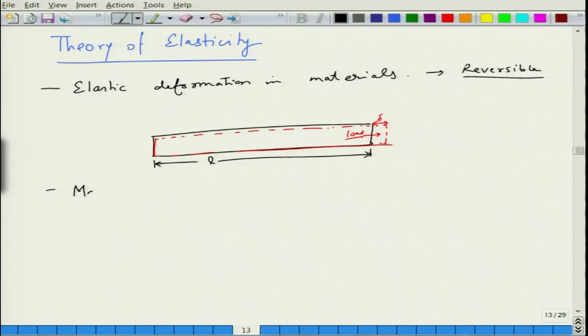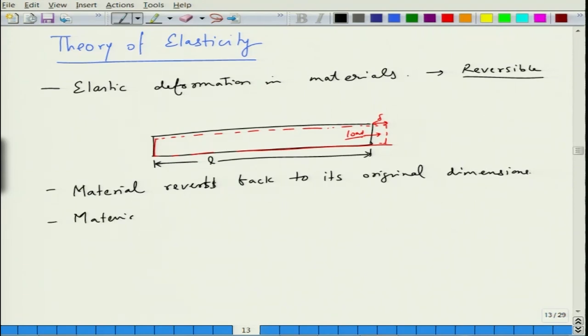So, basically essentially what happens is that material reverts back to its original dimensions. This is what basically reversible deformation is, and most and all materials will show it. Materials of all kinds show it, but to a different extent.